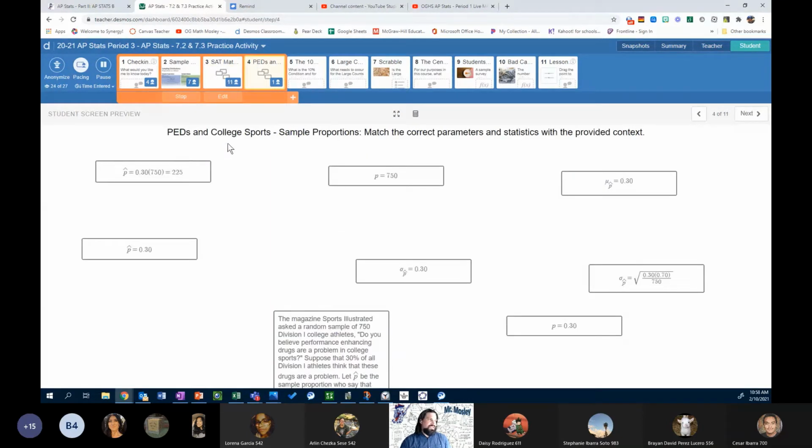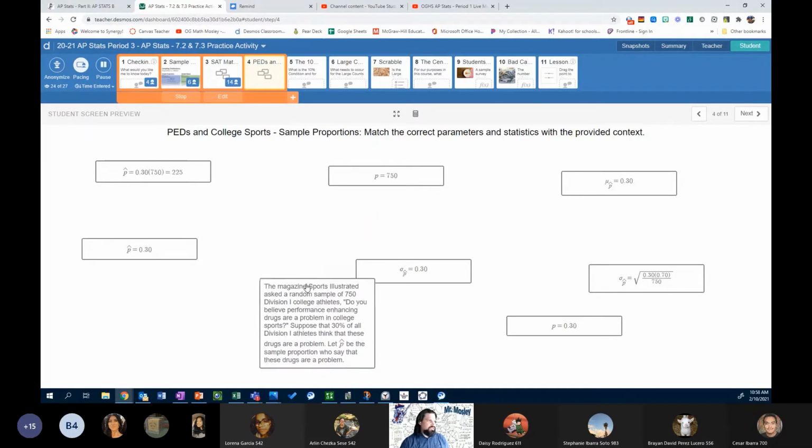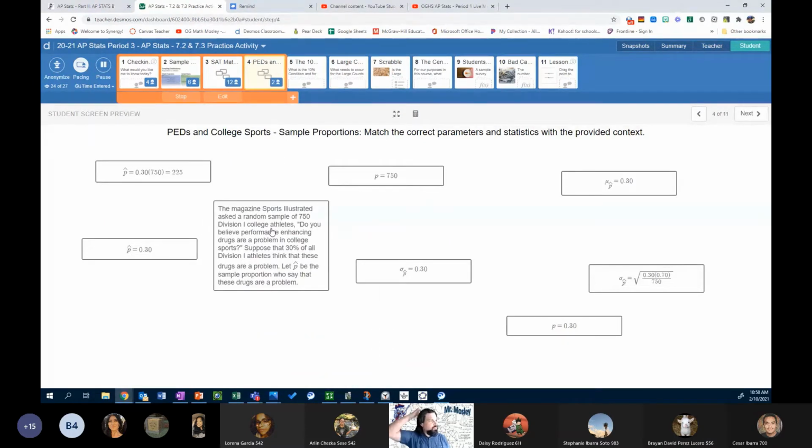In the next one, the PEDs in college sports, you're doing the same thing. This is a sample proportions example. So there's a context, there is a population proportion, then there is a mean of the sample proportions and a standard deviation of the sample proportions. So there are 3 cards that match to this context in the second matching problem, and 4 cards that match to nothing. So they don't need to be grouped, they just stay somewhere else on the screen.